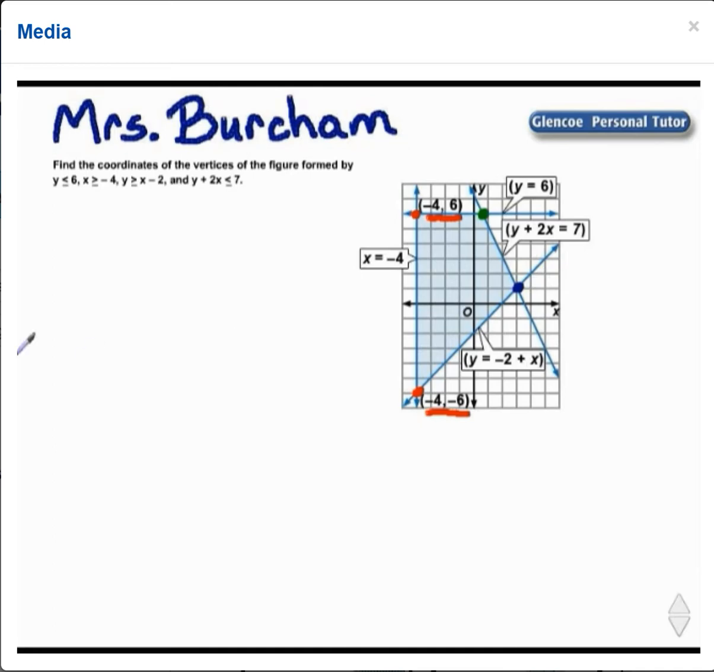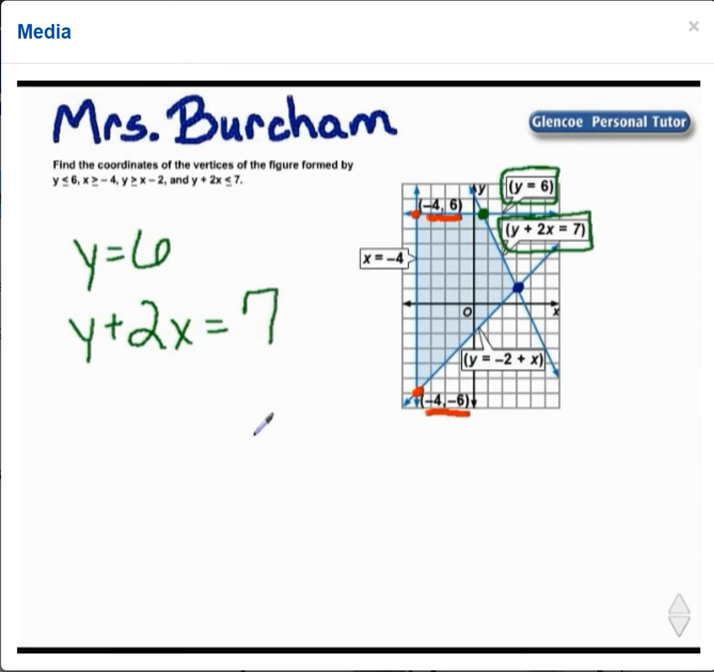So let's start with our green point that is made up from the two equations, y equals 6 and y plus 2x equals 7. We are going to solve a system of equations to find where these two lines intersect each other. Now, this is going to be a very easy system to solve because we already know that y equals 6. So we are going to use substitution and substitute the 6 in for the y. By doing this, we get 6 plus 2x equals 7.